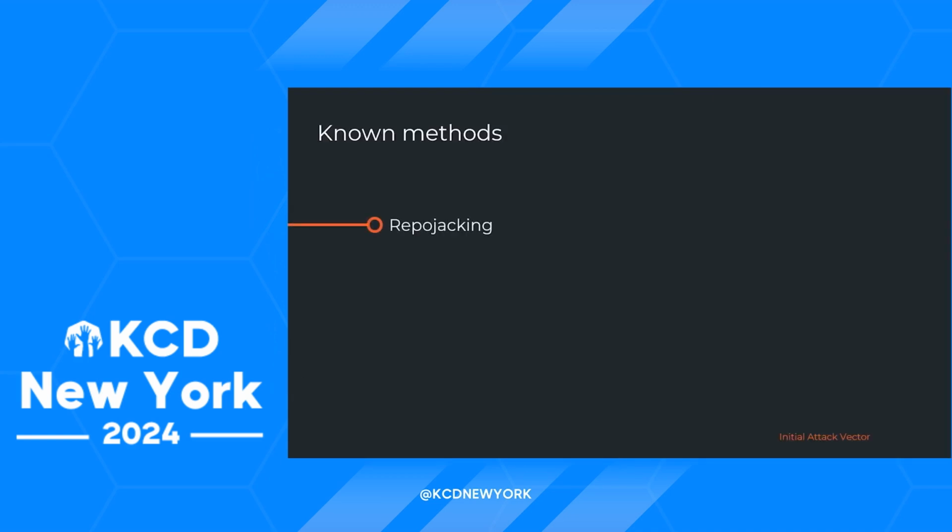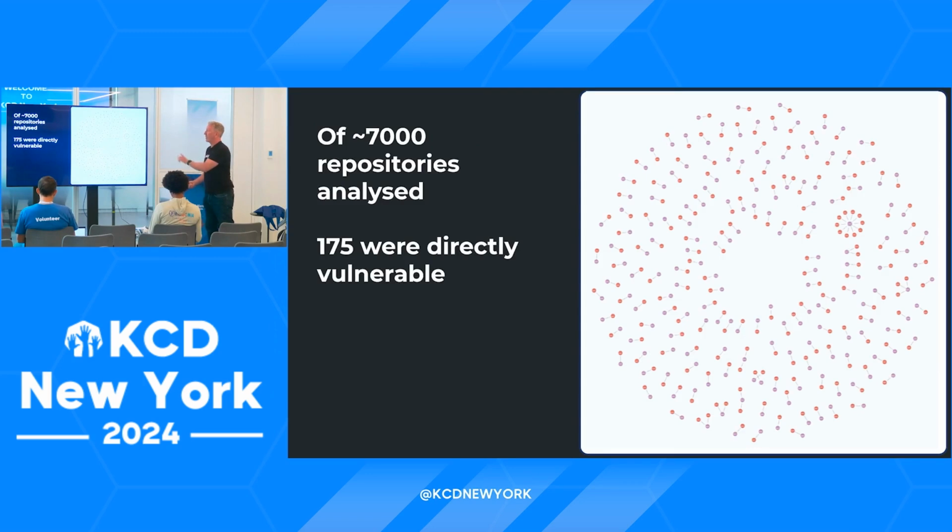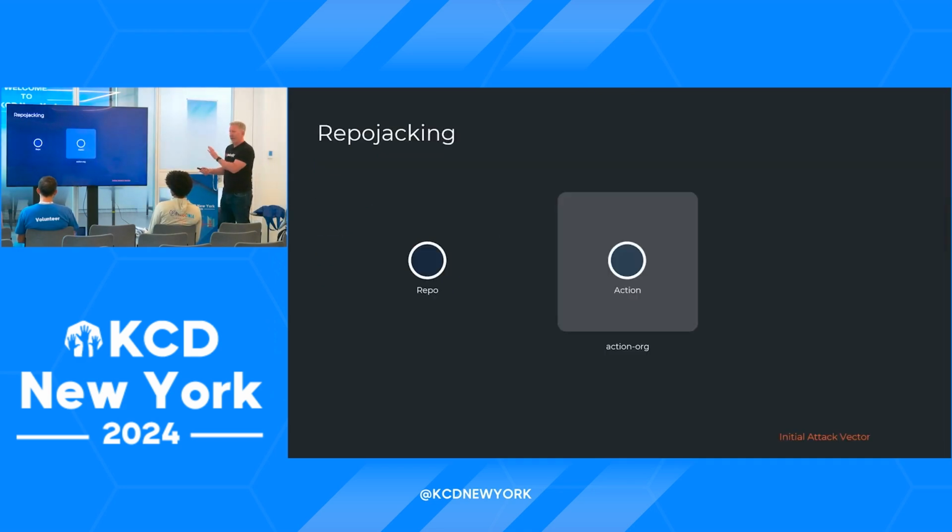All right, potential attack vectors. Known methods that we used in this research: one is called repojacking, another is npm email hijacking, and another is command injection. I'm going to show you a few examples of these. I'm going to describe repojacking first, though, because it's kind of complicated for GitHub Actions specifically. Just to let you know, we analyzed 7,000 repositories in the research for this, out of 30,000 that we scanned to see if they were using GitHub Actions. So this is where the research comes from.